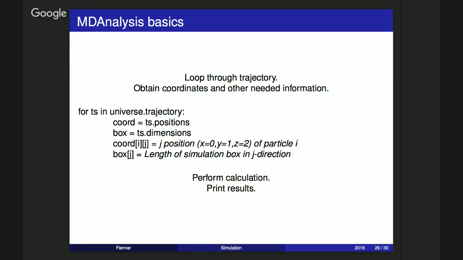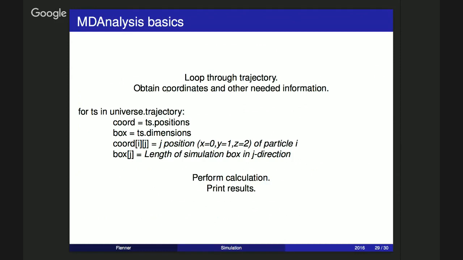And so if I want the position of a particle i, if I have a simulation with 2,400 particles, i goes from 0 to 2,399, and those particles are defined in the parameter file. Then j here is the position. So for particle 0, the x position is coordinate [0,0]. The y position of particle 100 is coordinate [99,1]. All right. Box is just 3 numbers. Box[j] is the length of the simulation box in the j direction. And we can run the calculations and print the results.